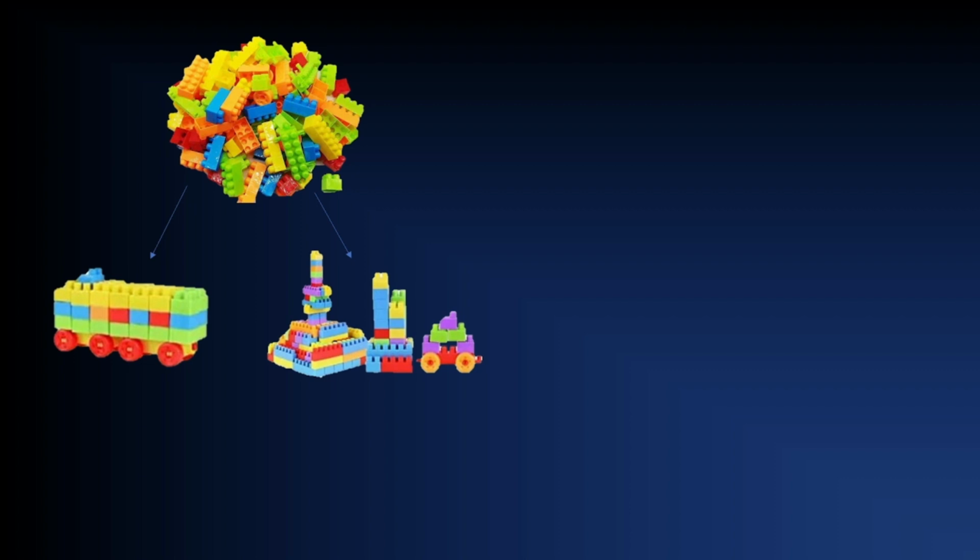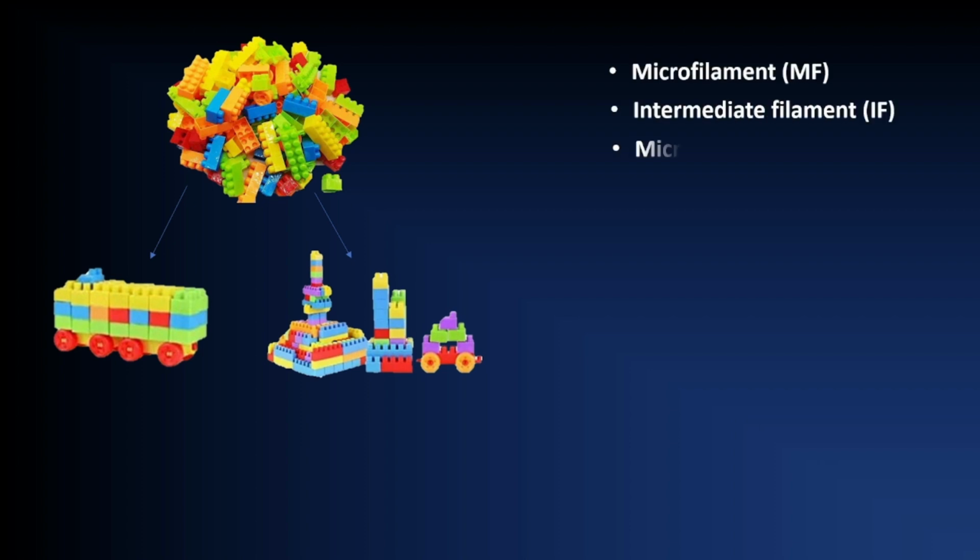There are three major types of cytoskeletal polymers: microfilaments, intermediate filaments, and microtubules. They vary in structure, size, and function.